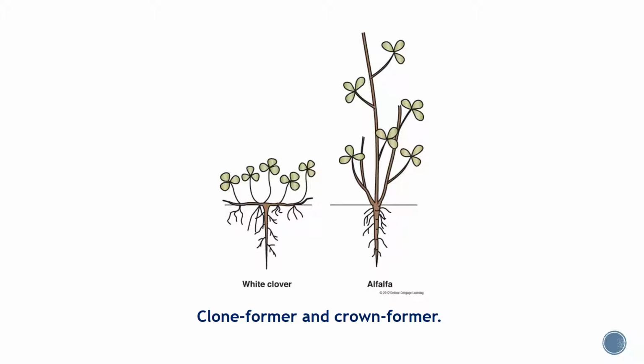So now let's compare the clone formers to the crown formers. The white clover, obviously, is going to have stems grow above the soil surface, and then alfalfa, you're going to see they're not going to have stems grow on a lateral basis from the ground. It's just going to grow up.